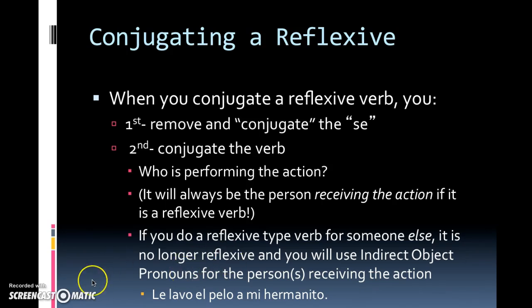I just don't want you to get confused. If I'm doing it for someone other than myself, if she's doing it for someone other than herself, if we're doing it for someone other than ourselves, if they're doing it for someone other than themselves, then it's not going to be a reflexive verb anymore.